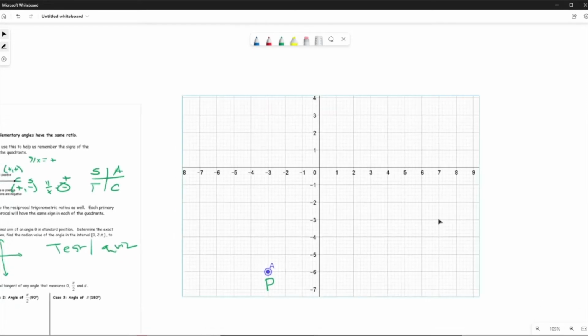The first thing I'm going to do is connect this. Sorry, let me try this again. Change to my pen. The first thing I'm going to do is connect this point to the origin. So let's do that. So we're going to draw.